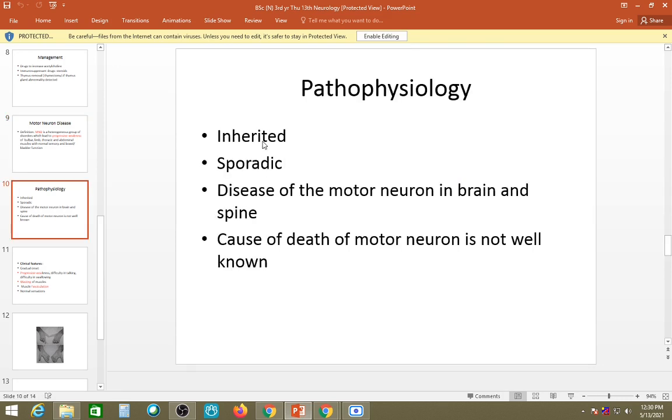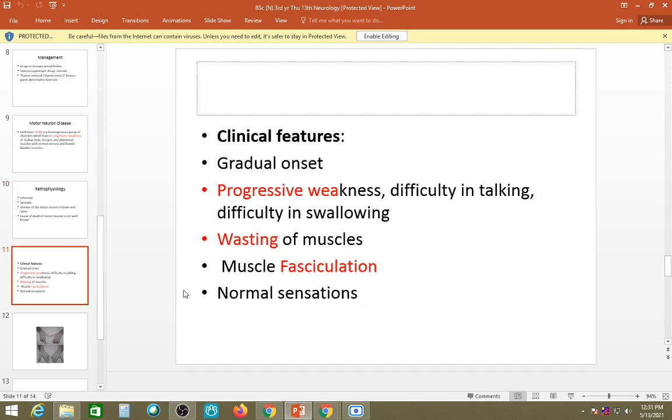It can be inherited, it can be a genetic disorder, it can be sporadic, that is environmental, or a disease of the motor neurons in the brain and spine. We do not know the cause of this disease, what causes the death or destruction of these motor neurons in the brain and spine. It is characterized by a gradual onset. It starts slowly. It has progressive weakness. That means the weakness will keep on increasing because there is no treatment. The difficulty in talking and difficulty in swallowing is going to be there, and it is going to keep on increasing because unfortunately we do not have any treatment. There will be wasting or atrophy or thinning of the muscles.